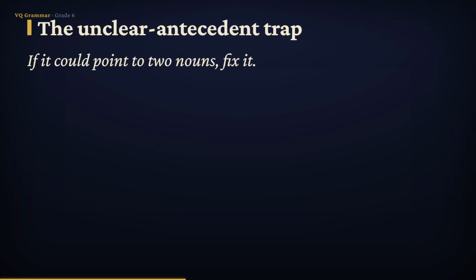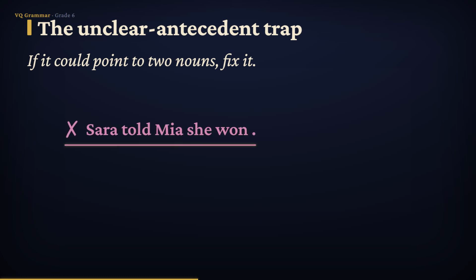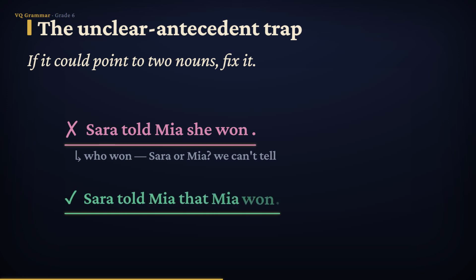Now the trap that trips up even good writers. A pronoun only works if it's crystal clear which noun it points to. Look at this. Sarah told Mia she won. Uh-oh. Who won, Sarah or Mia? The word she could point to either name, so the sentence leaves us guessing. When a pronoun could grab two different nouns, that's an unclear antecedent, and it's a problem. The easy fix is to name the winner. Sarah told Mia that Mia won. A little repeating is worth it when it makes the meaning clear.